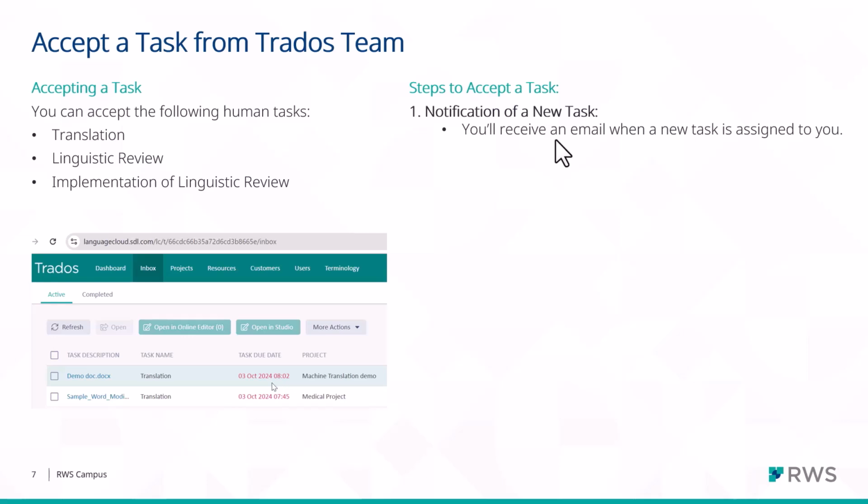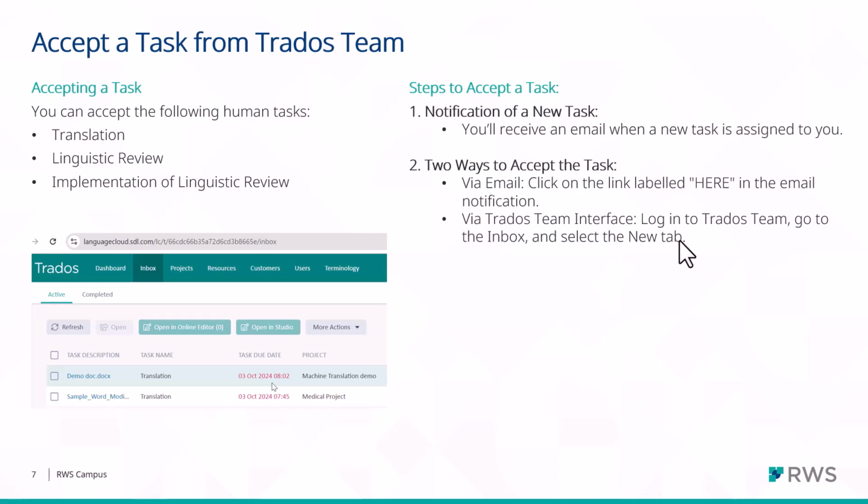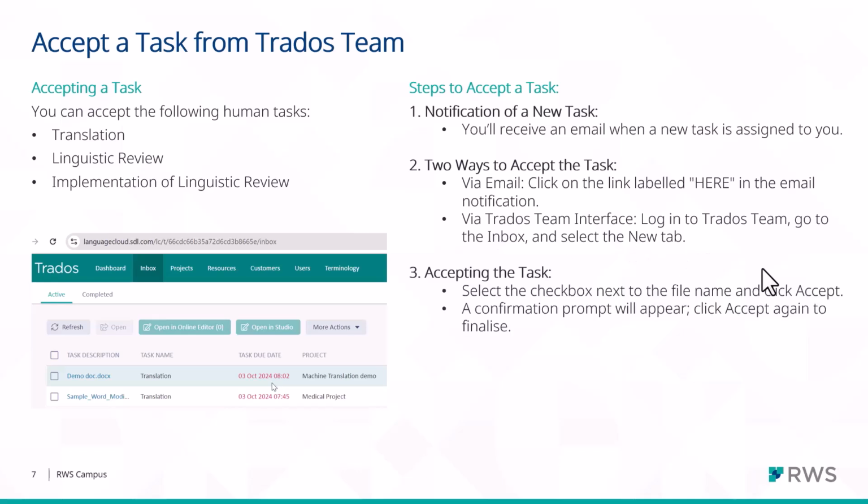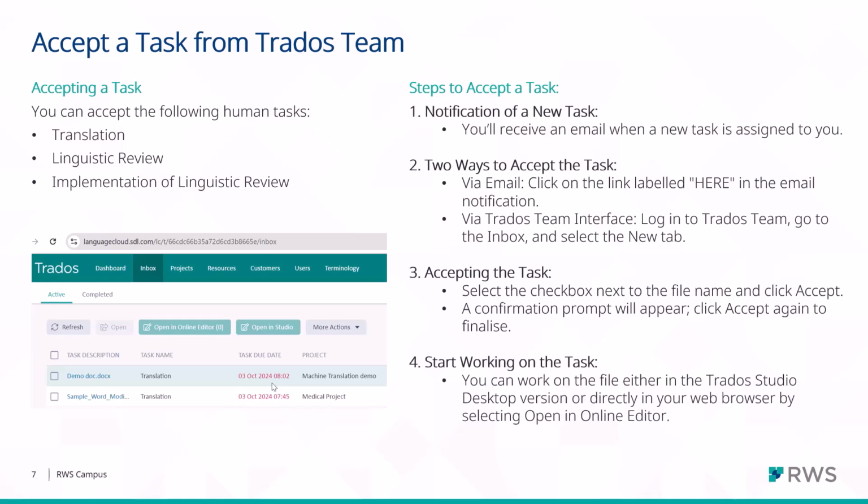The first step is the notification that you will receive of a new task. Then you can see that you have two ways to accept a task. One via email, you will receive an email with the link labeled here, or you can do it directly from Trados Cloud interface. You will log in and go to the inbox and select New tab. There you will click on Accept. A confirmation prompt will appear and click again Accept to finalize the process.